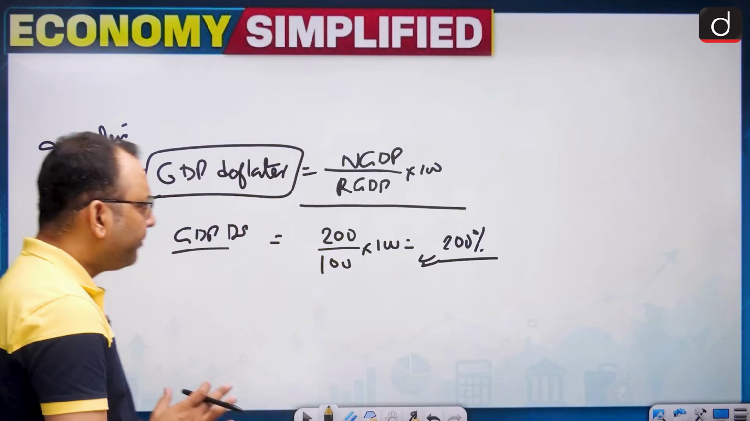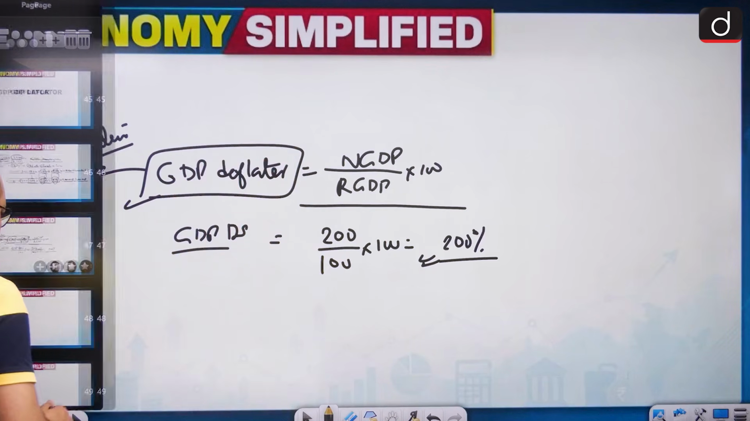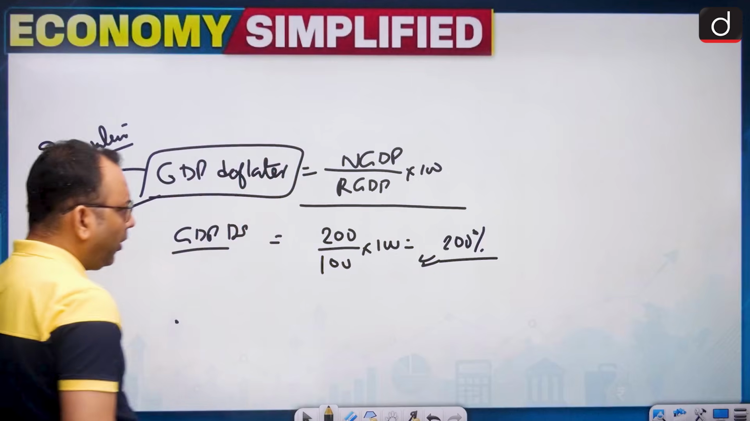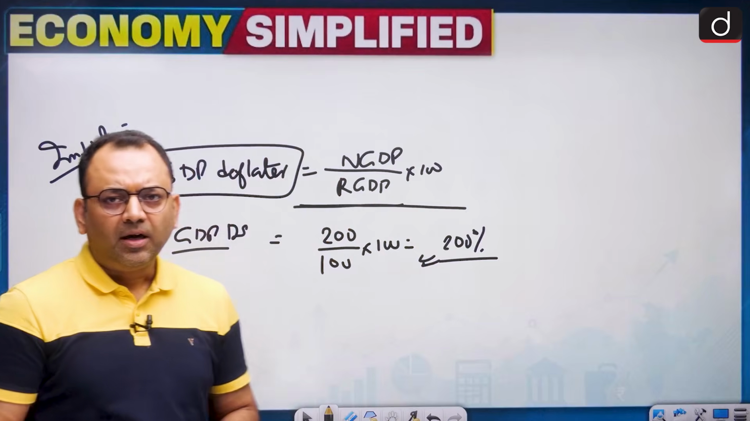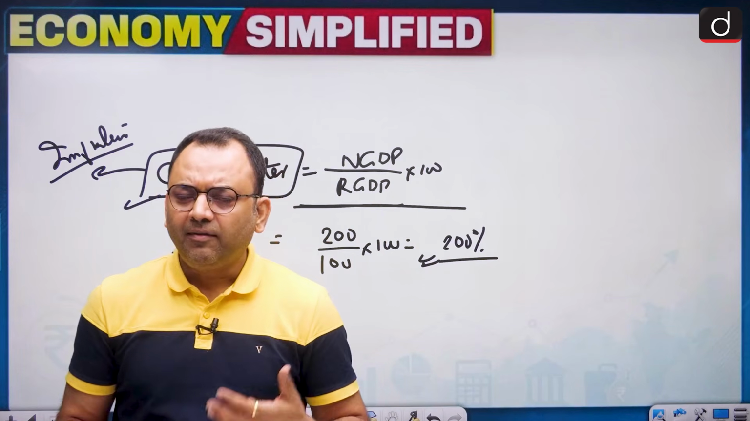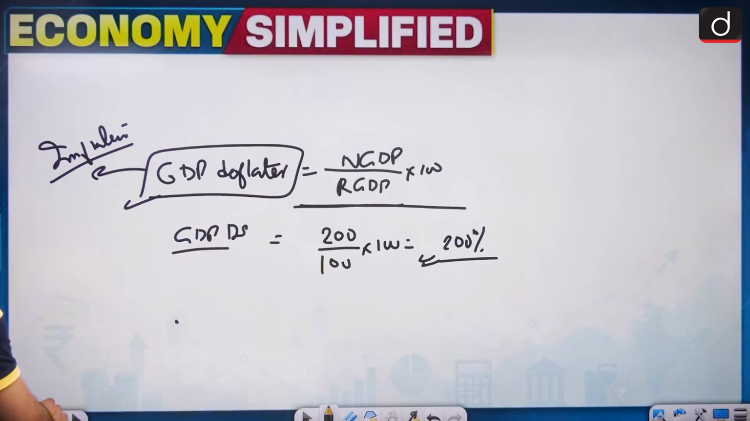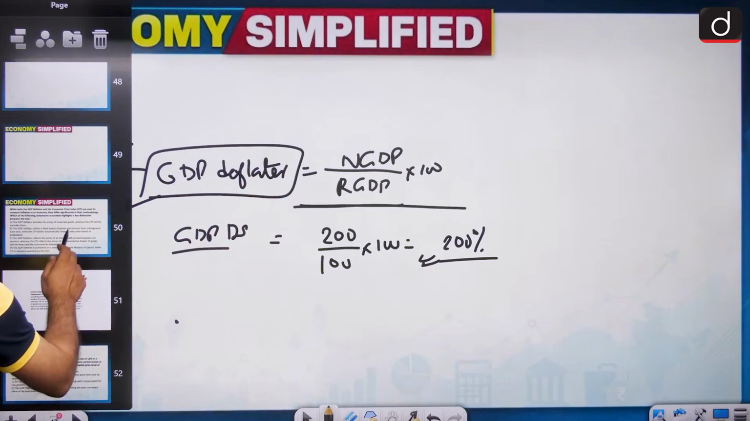So GDP deflator is a ratio of the nominal to real GDP into 100. And this is a tool to understand the level of inflation in the economy. Let's have some questions on this.